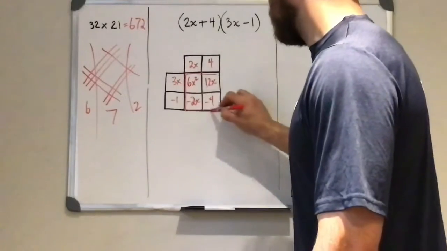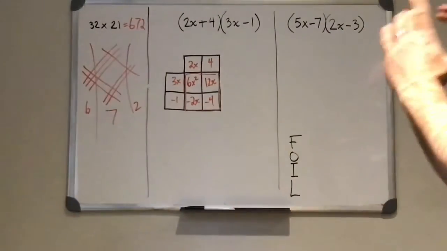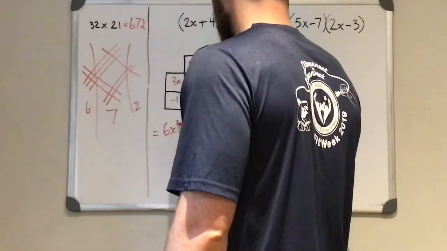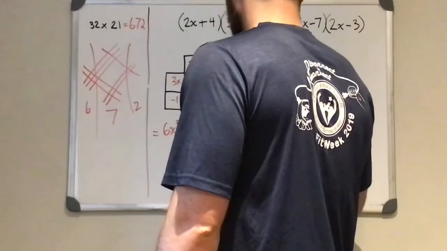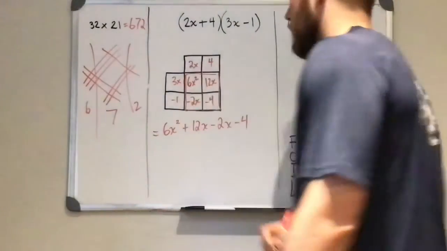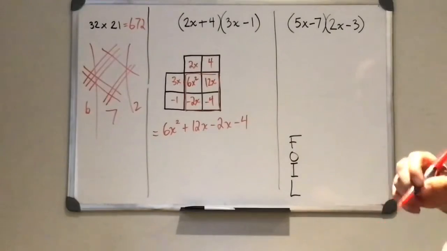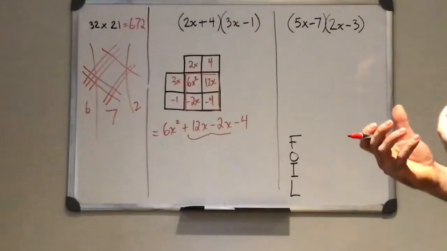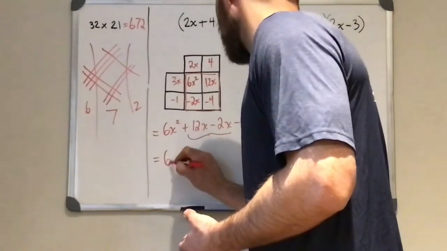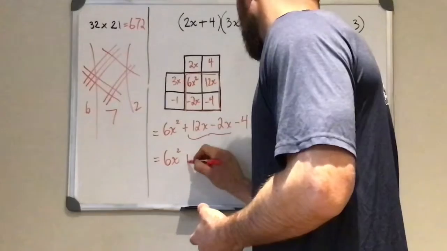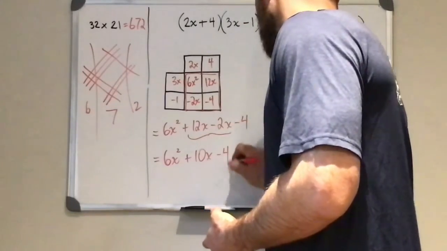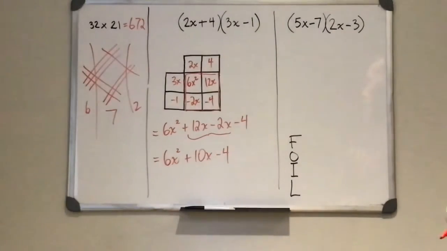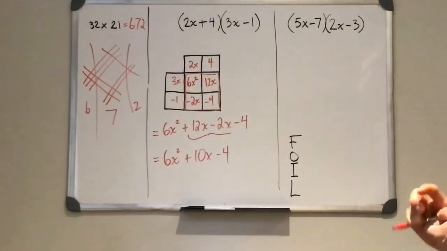Now, we're only interested in that inside part of the chart. So this is equal to 6x squared plus 12x minus 2x minus 4. At this point, there are a couple like terms that we can put together. We can group those x's together. So this leaves us with 6x squared plus 10x minus 4.